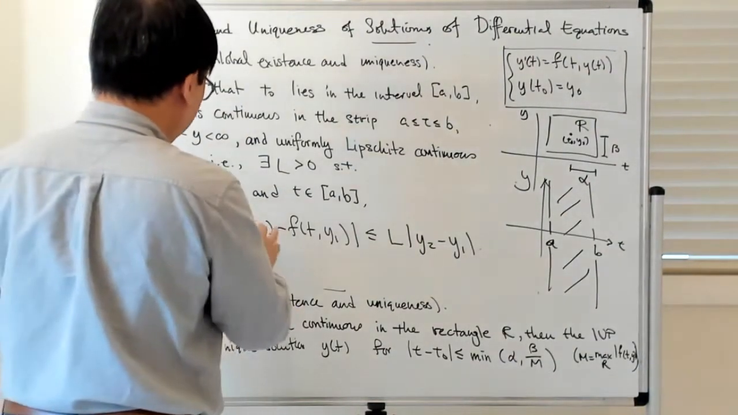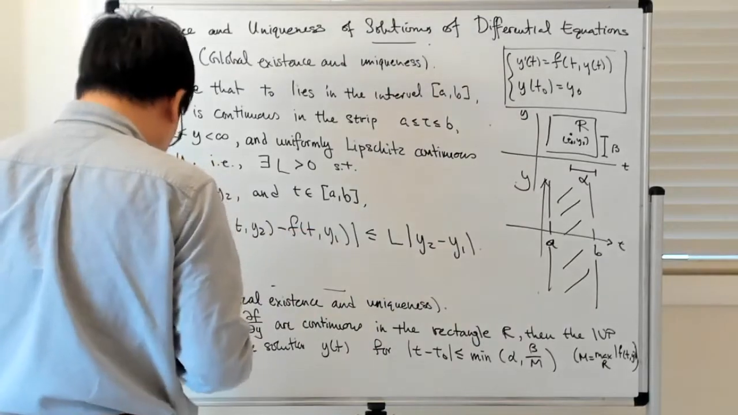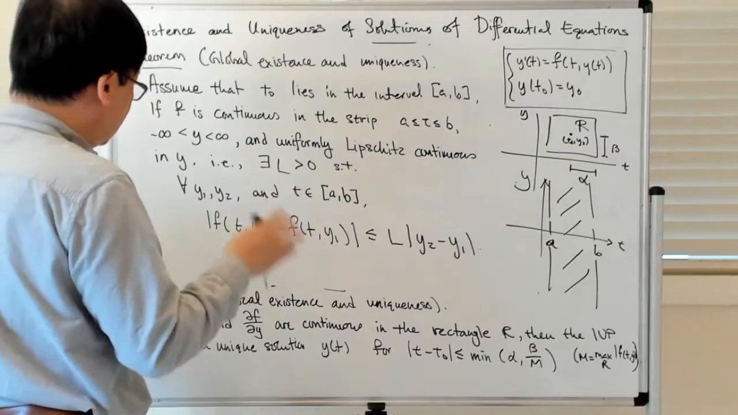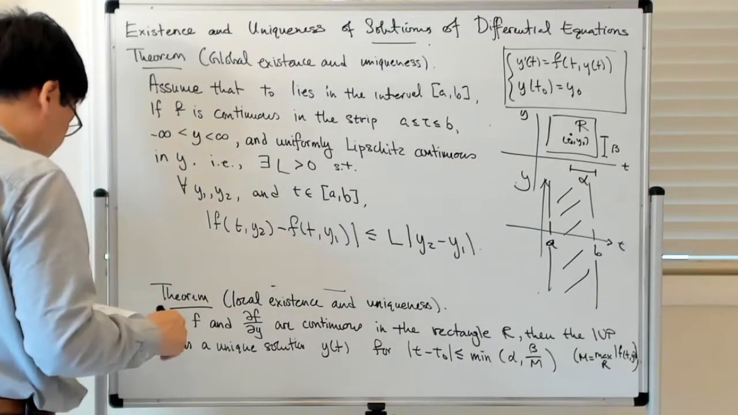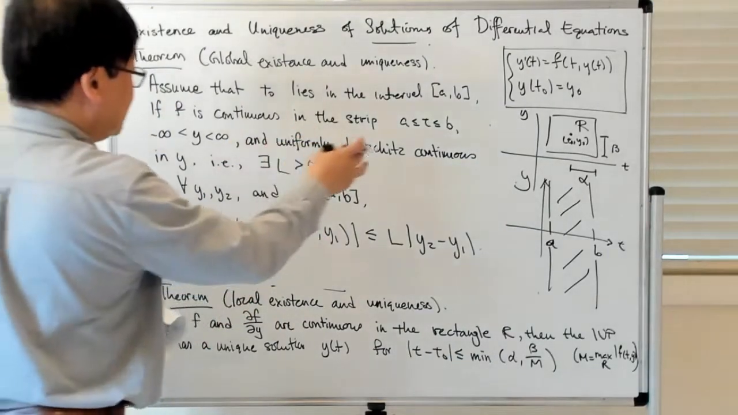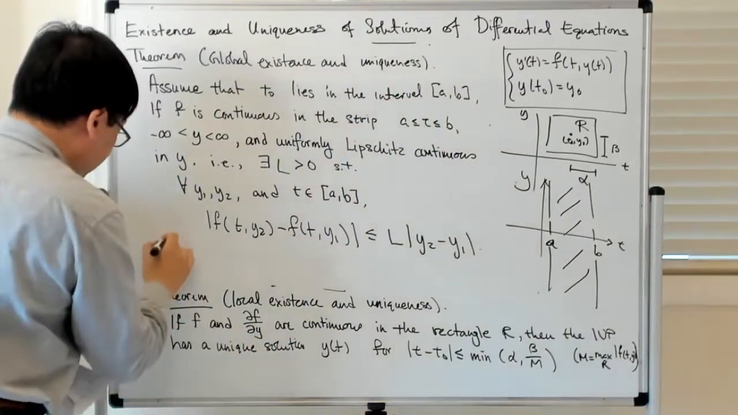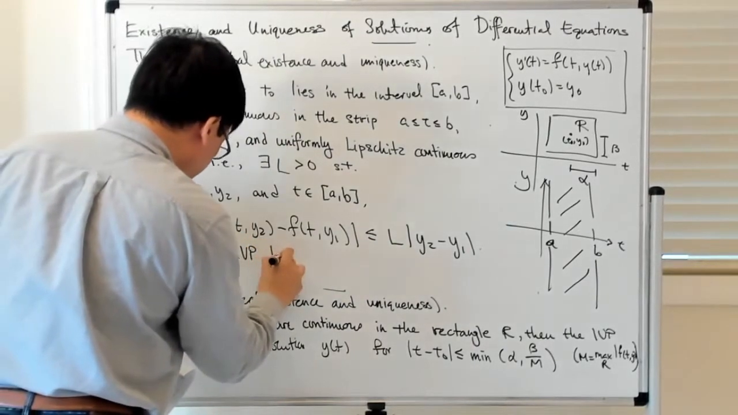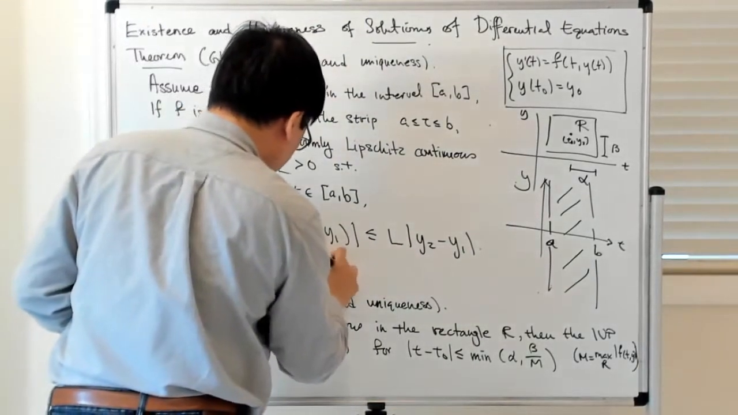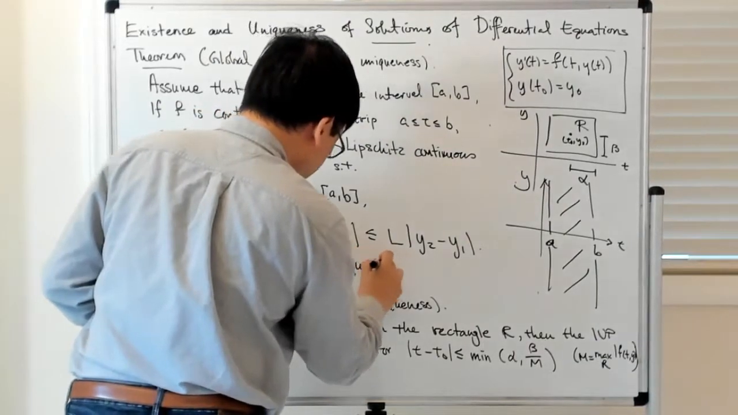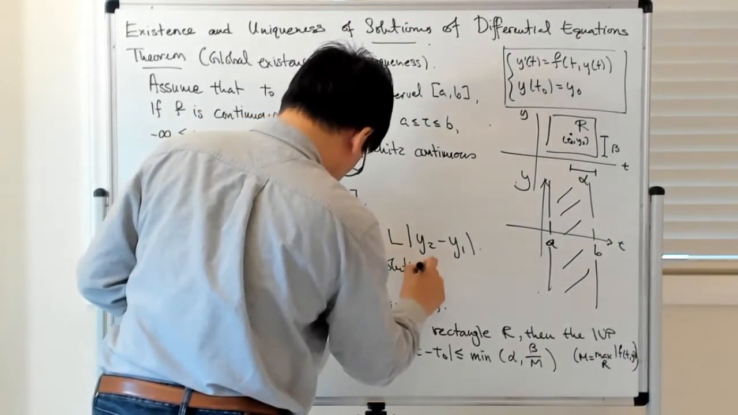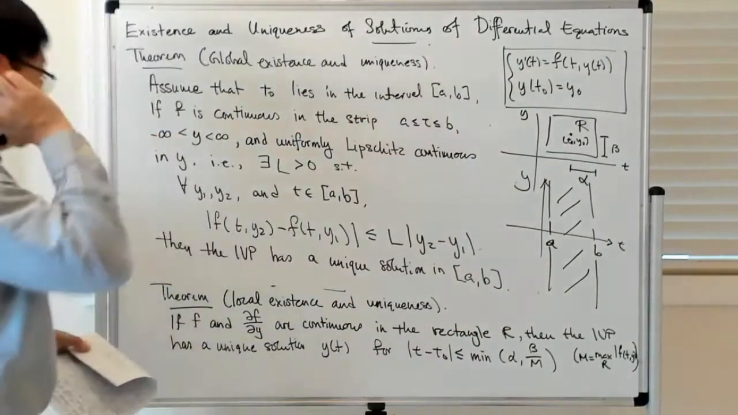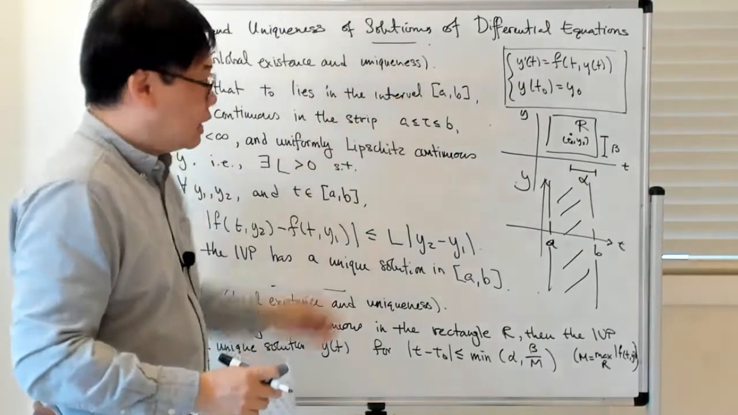Okay, so in any case, if you have this uniform Lipschitz continuity of the vector field in the y direction, then the initial value problem has a unique solution in the time interval from a to b, right? Then the IVP has a unique solution in the interval from a to b, the time interval from a to b. And of course, you can imagine extending the time interval, right?